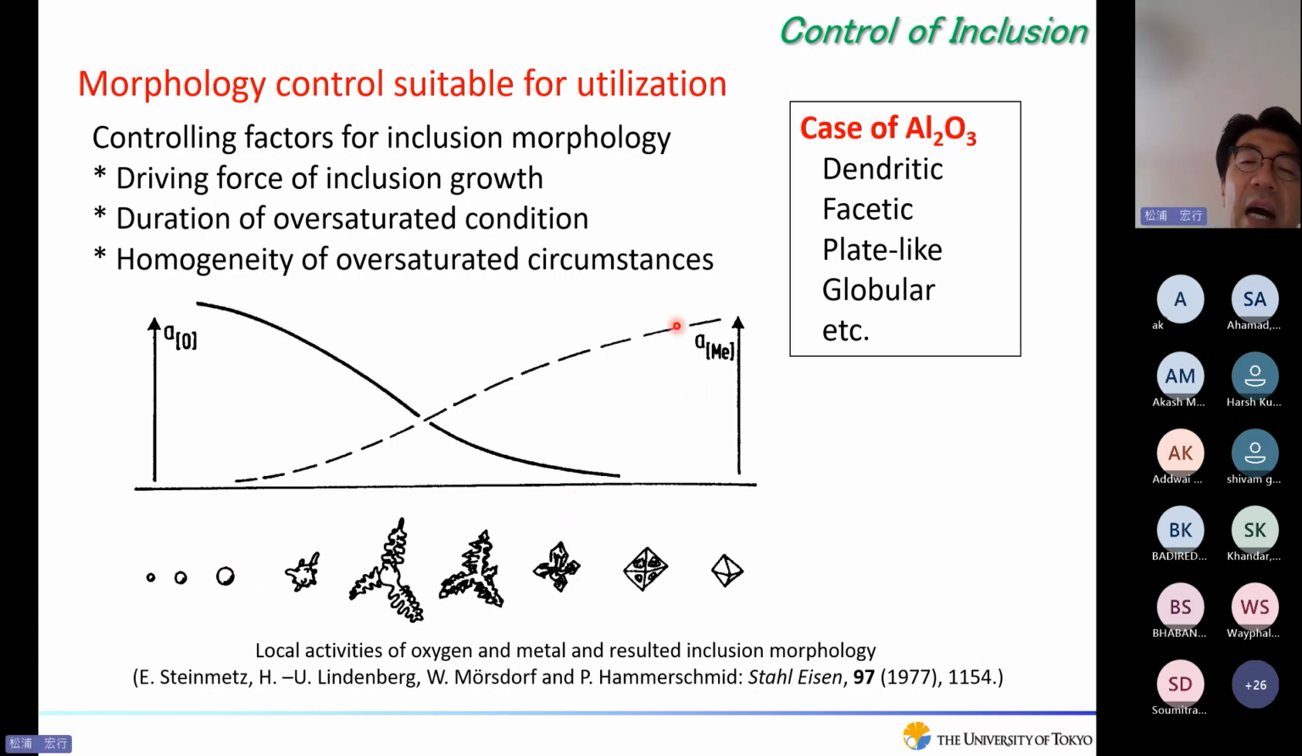On the other hand, if you have a very high metal deoxidizer activity and very low oxygen activity, the inclusion becomes faceted like this, which depends on the crystal structure of the oxide product. In the middle range, you can have some dendritic form like this. So you need to control the driving force. You need to control the oxygen content as well as the deoxidizer content to make the necessary inclusion forms. And then you need to control the driving force of inclusion growth and duration of oversaturation condition or something like that. You also need to homogenize the oversaturated circumstances by strong agitating of the molten metal.